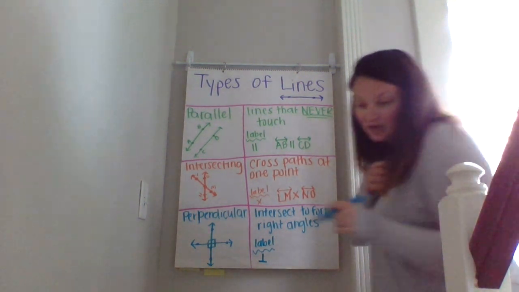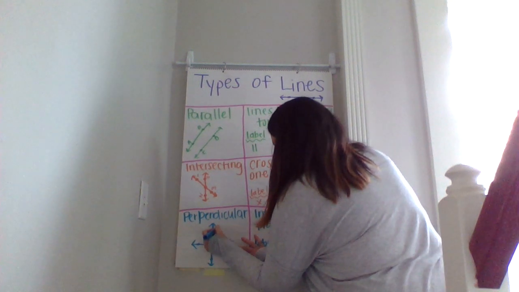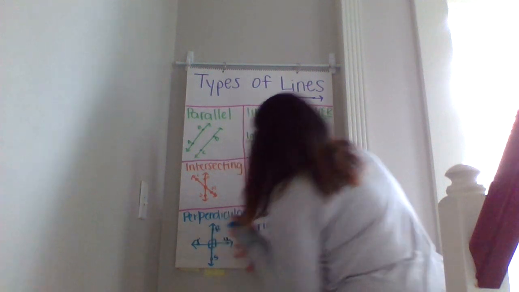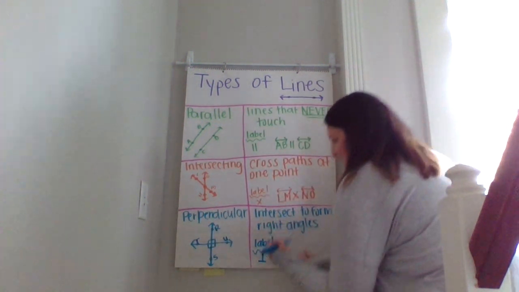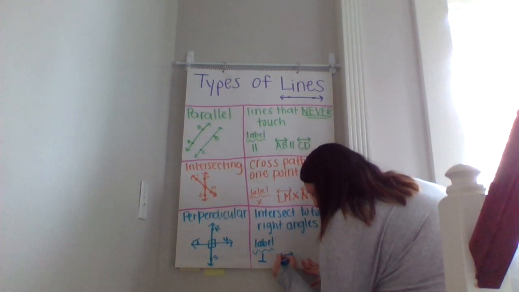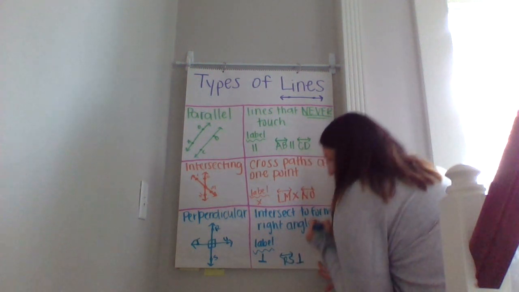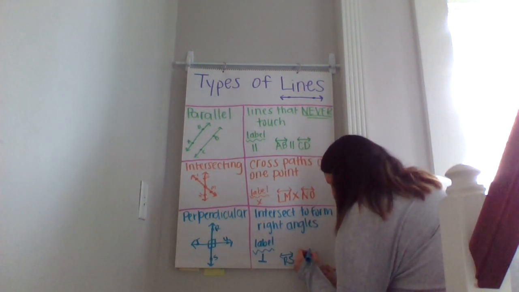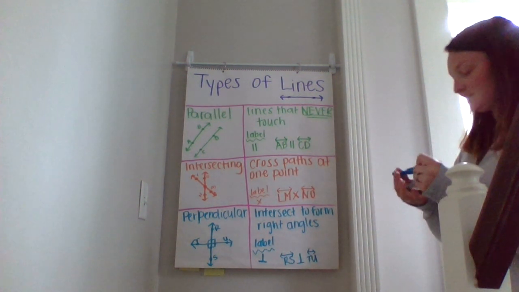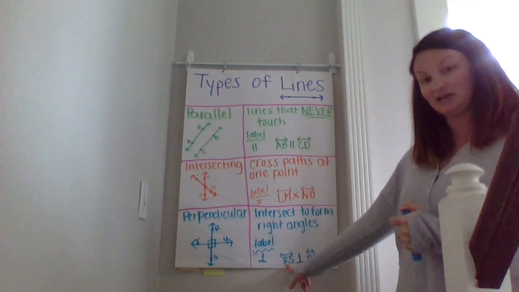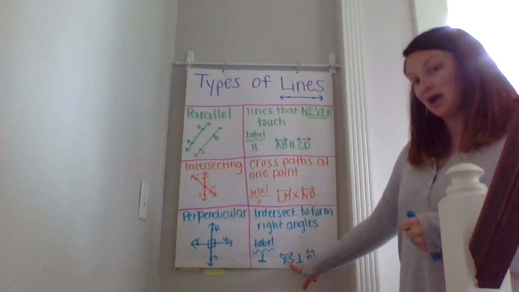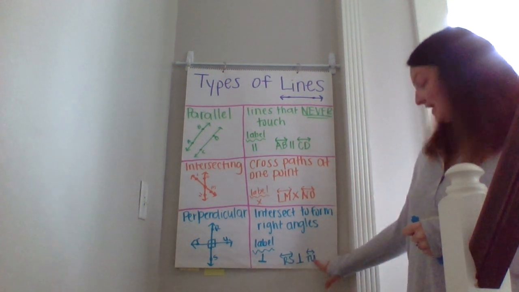All right? So if my lines are line RS and line TU, this is how I would write my math sentence. So I would write line RS is perpendicular to line TU. Okay, so I wrote my two lines that I have, RS and TU, and in between them I put my label of perpendicular. So line RS is perpendicular to line TU.